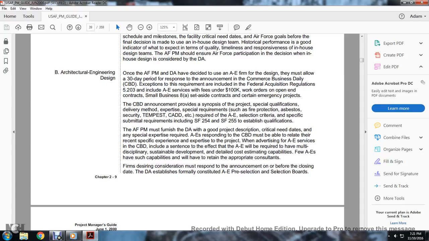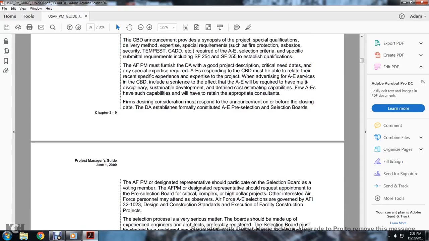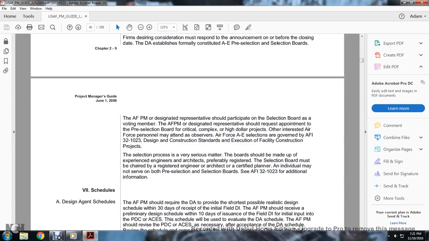The DA established formally constituted the A&E pre-selection and selection board. The Air Force program manager, the designated representative, should participate in the selection board as a voting member. The Air Force program manager's designated representative should request the appointment of the pre-selection board officials for complex and high-dollar projects. Other interested Air Force personnel may attend as observers of the Air Force A&E selection, per Air Force Instruction 32-1023, Design and Construction Standards, the execution of facility construction projects.